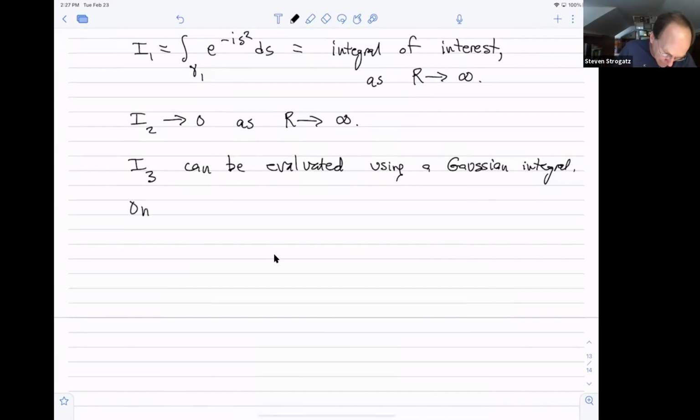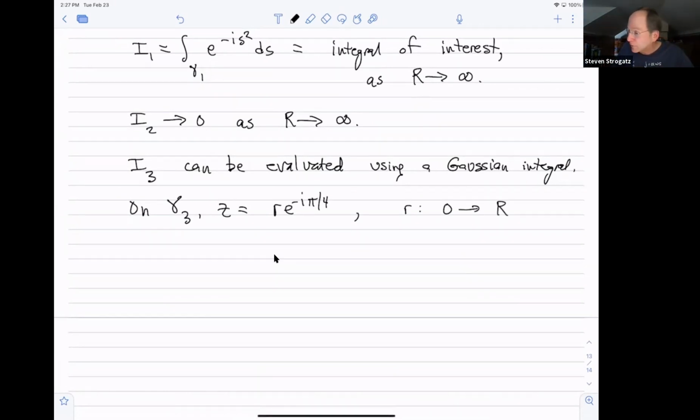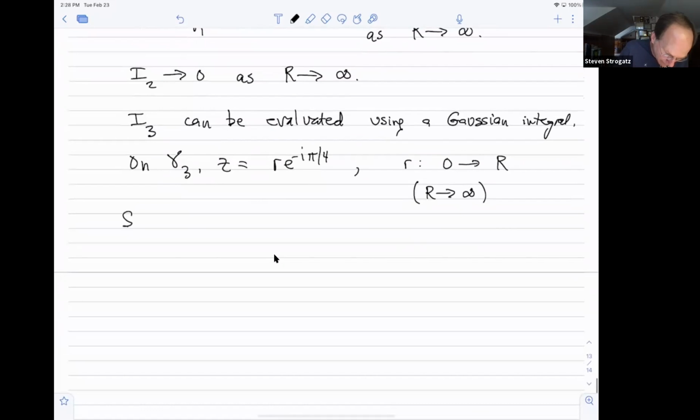On the curve gamma 3, z is of the form r e to the negative i pi over 4, where r is running from 0 out to capital R in polar coordinates. I'm going to just sort of think of r going to infinity. I might be a little loose with that. But anyway, that's the parameterization. And so then you have to substitute for the integral on gamma 3 of e to the minus i z squared dz.